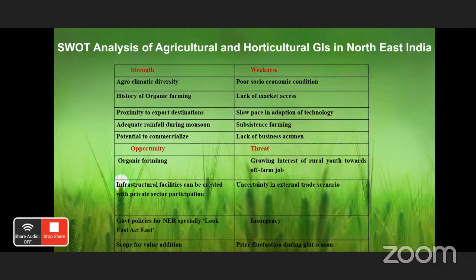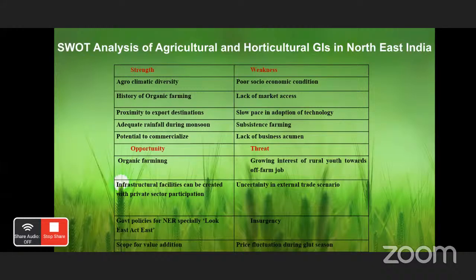And since there is adequate rainfall during monsoons, there is scope for good production in this particular area, and there is sufficient potential for commercialization. So we have opportunity for organic farming. Nowadays, organic farming is coming up, so we can develop these products organically and we can earn money from it.